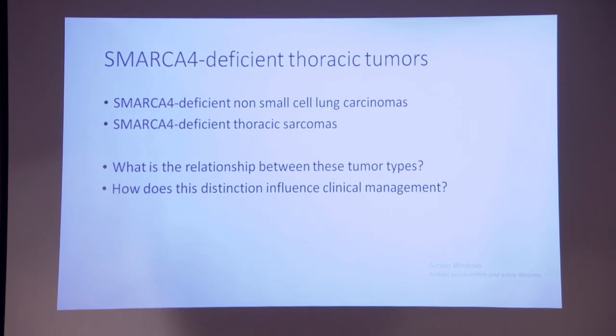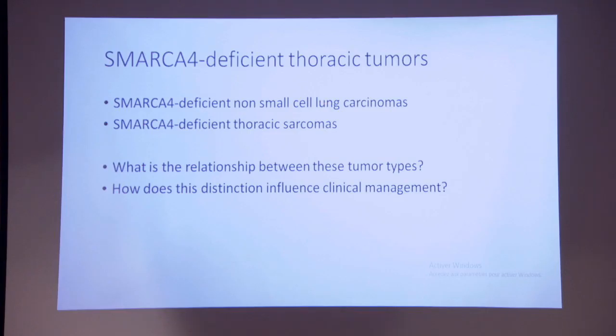So we have two different entities that have now been described. We have SMARCA4 deficient non-small cell lung cancers and SMARCA4 deficient thoracic sarcomas. And the question that we're facing right now and that we're actually really struggling with, I think, as a field, is what is the relationship between these tumor types and how does this distinction influence management? I think question number one is where did this entity come from?